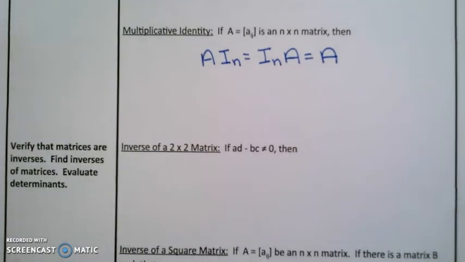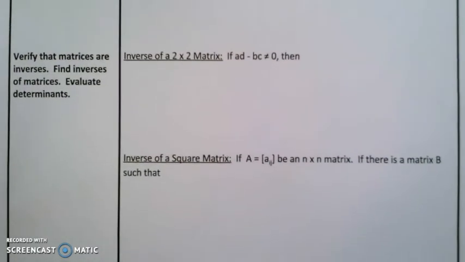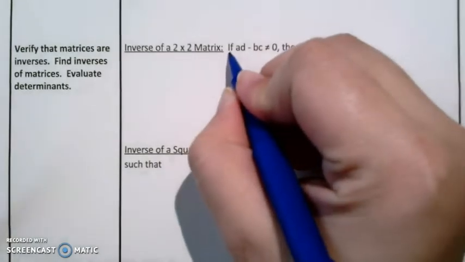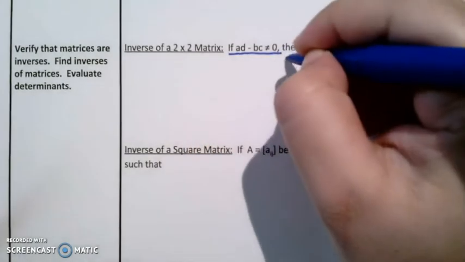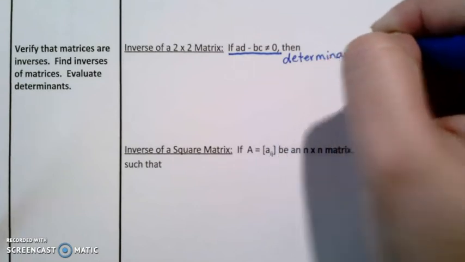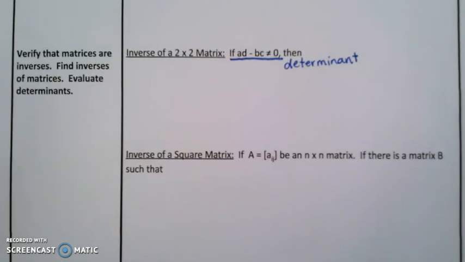Now, another way that we see identity matrices is when we're looking at inverses. So an inverse matrix is another type of matrix. And this value here, AD minus BC, is called the determinant. And this is a very important value, AD minus BC, and we'll talk about it a little bit more in just a minute. Okay, so our goal here is to verify that matrices are inverses and to find inverses of matrices. So then we also need to know how to evaluate determinants.